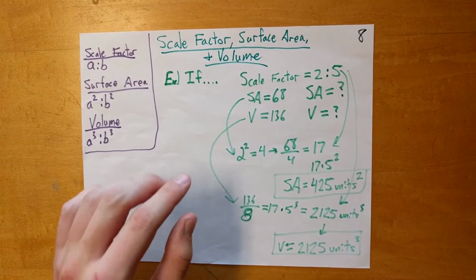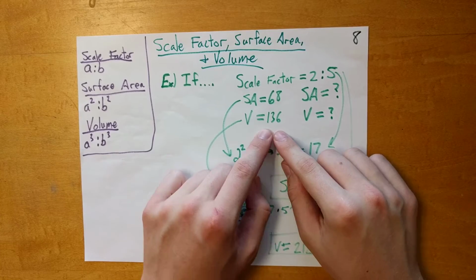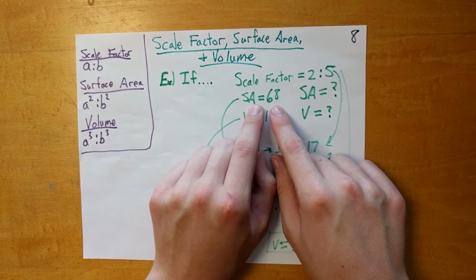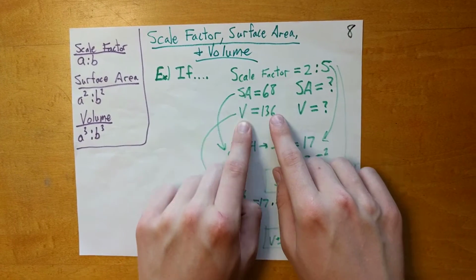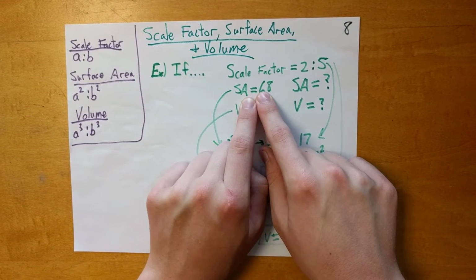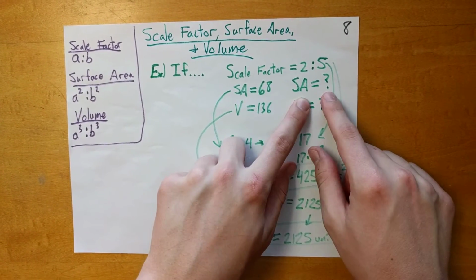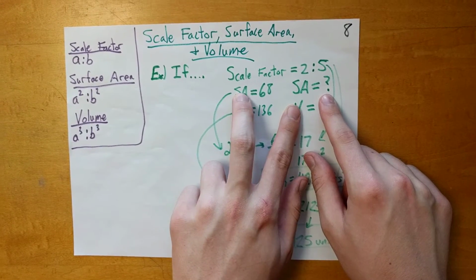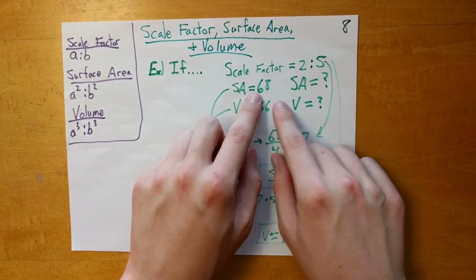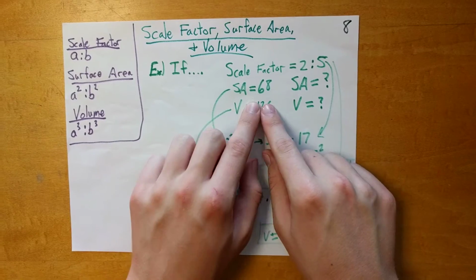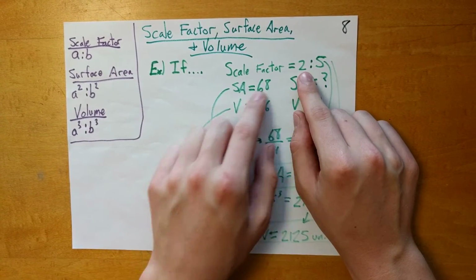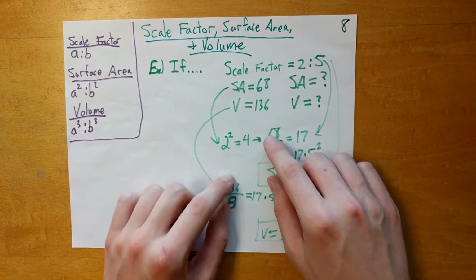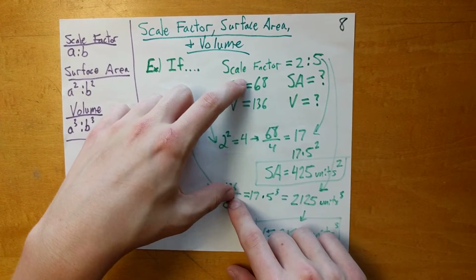When we're finding this, in this example, it goes from smaller to larger, and this one is the smaller shape. So we need to find the larger shape corresponding to this one. For the surface area, we need to figure out what it is for this one.